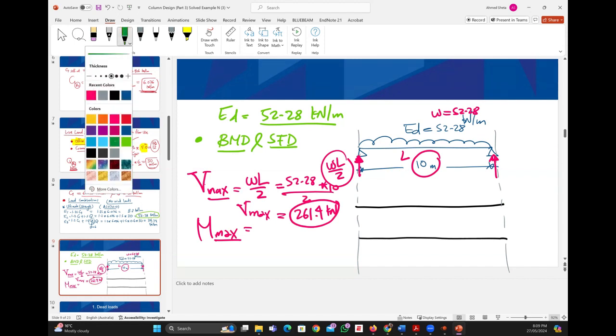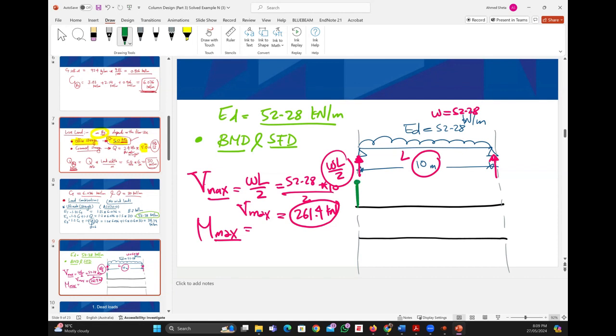The shear drawing will be the reaction you got here, WL over 2, 261.4, and the other one is 261.4 on the other side, and you connect them with a straight line. So this is the shear force diagram. Do you have any question about this? This drawing is called the shear force diagram. How much is the maximum shear? The shear at the support, 261.4.